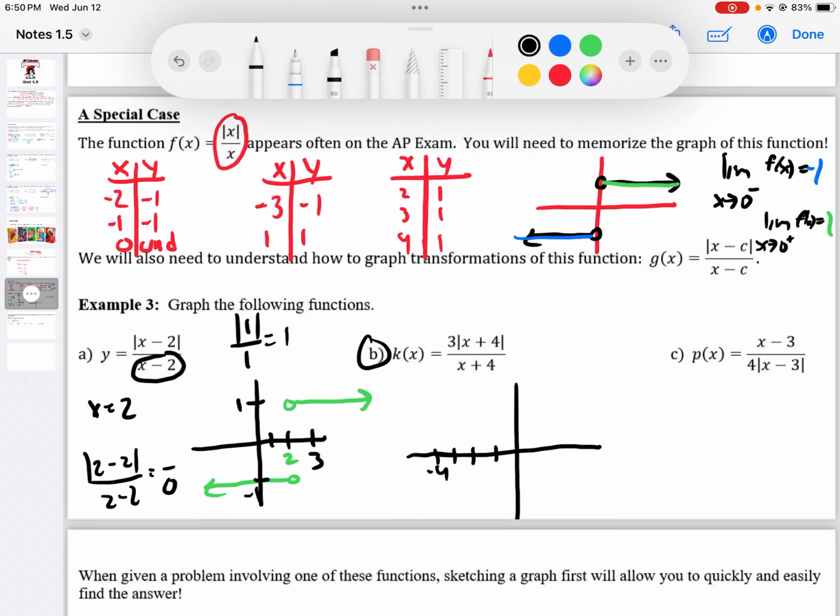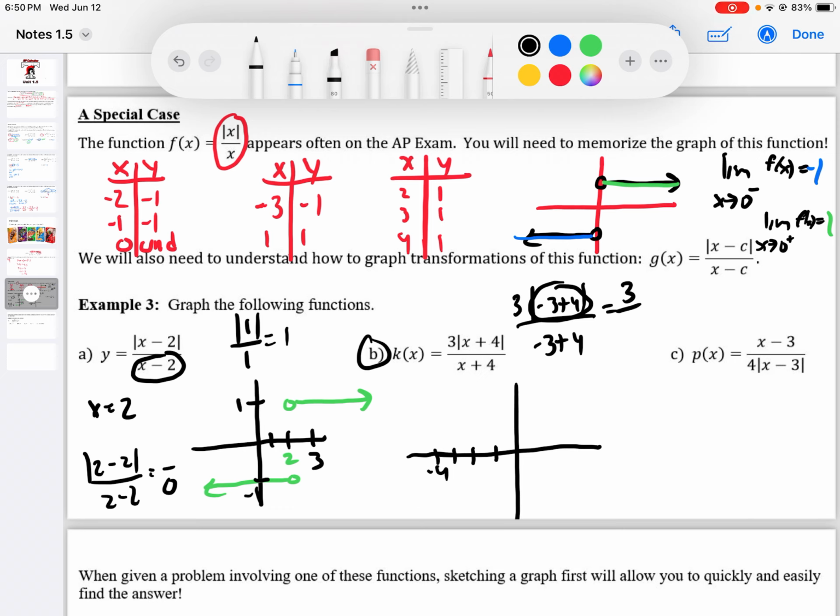All right, so I don't remember, okay, this 3 does something to it. I'm not sure what it does, so I'm going to plug in a number around -4, like -3. So if I plug in -3, what do we get? Well, on top, this would be -1, or sorry, 1, absolute value of that.